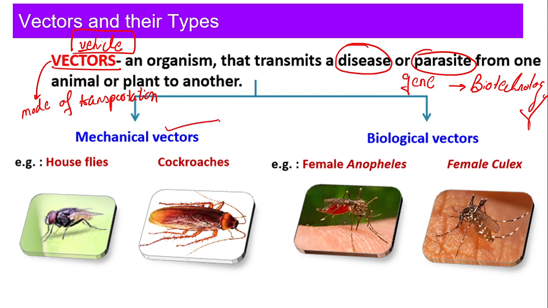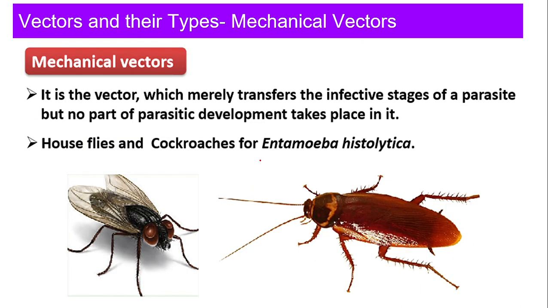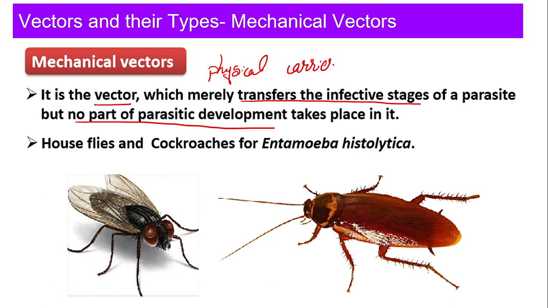We have two types of vector. First is mechanical vector and second one is biological vector. Let's begin with the mechanical vector. These are the vectors which transfer the infective stage, but no part of parasitic development takes place. So they are physical carriers, but no biological development takes place, right?